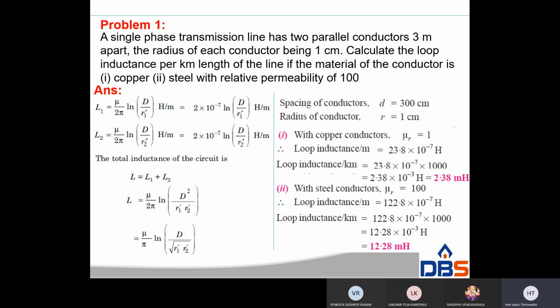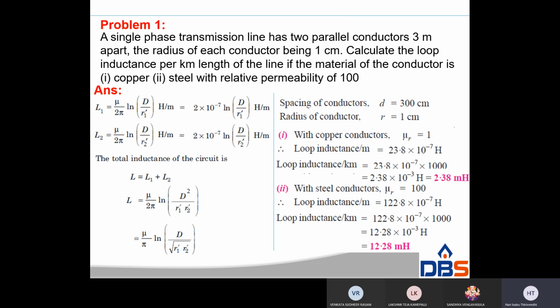So once again you have to listen, no problem. A single phase transmission line has two parallel conductors 3 meters apart, and the radius of each conductor is 1 centimeter. Calculate the loop inductance per kilometer, and the material is copper or steel. If the relative permeability is not given, put 1. If they give it, the given value is taken.